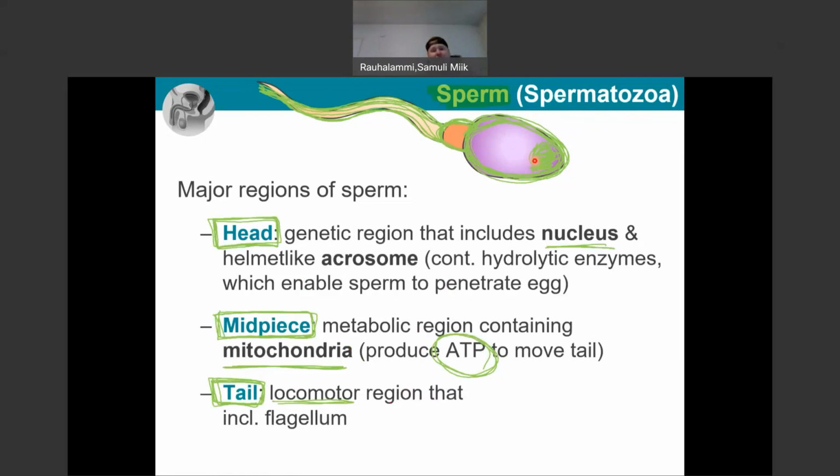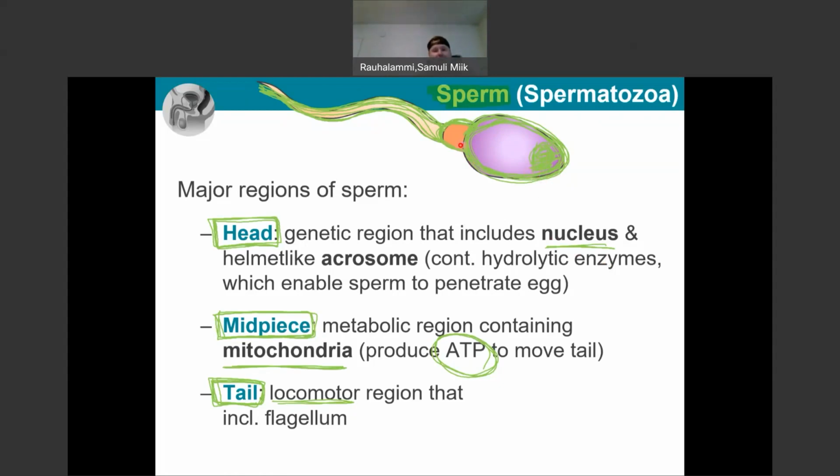But in addition, the head importantly contains this helmet-like acrosome that holds various kinds of enzymes that help us to penetrate through those layers surrounding the egg cell so that the sperm is actually able to fuse and release the genetic material into the egg cell. So those enzymes are housed there within the head of the sperm cell.